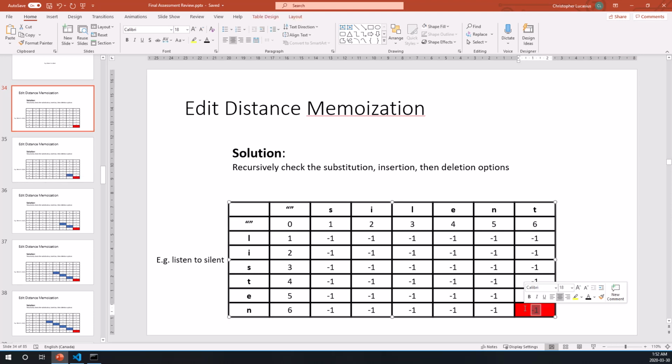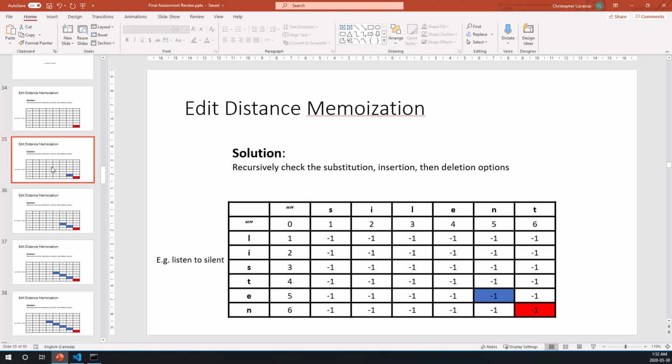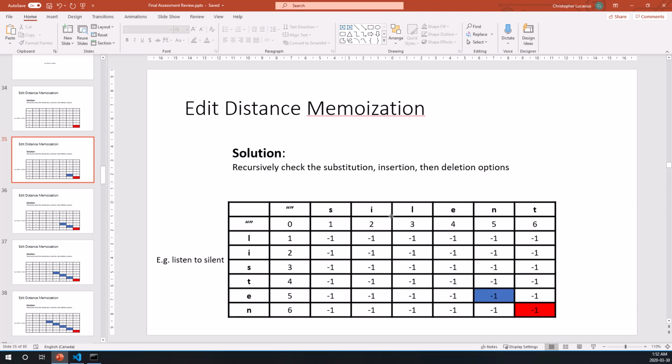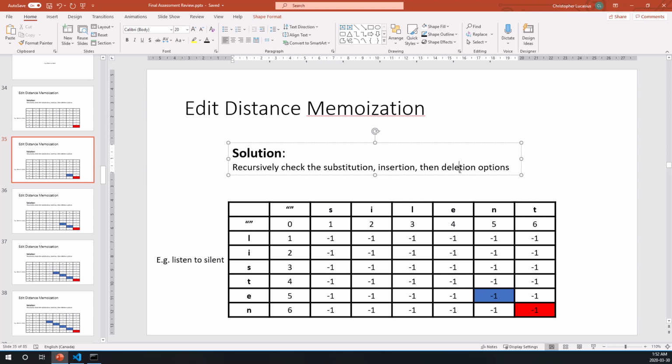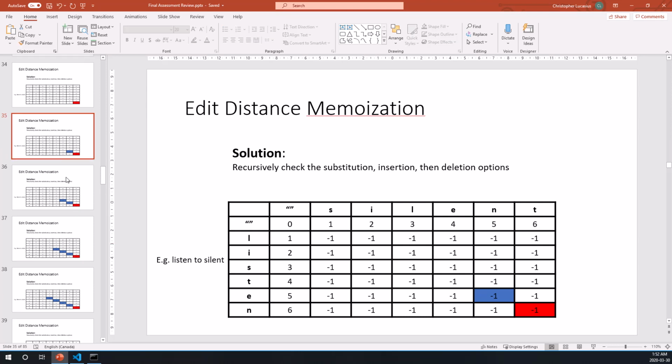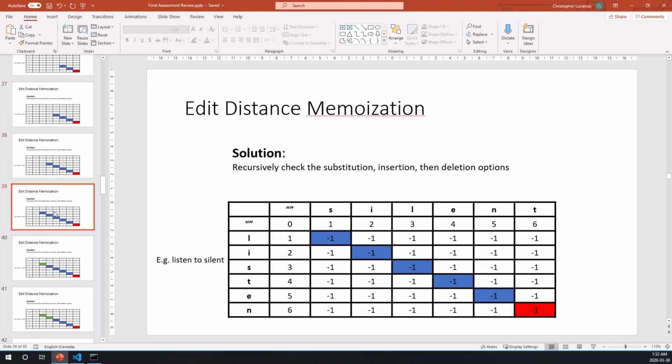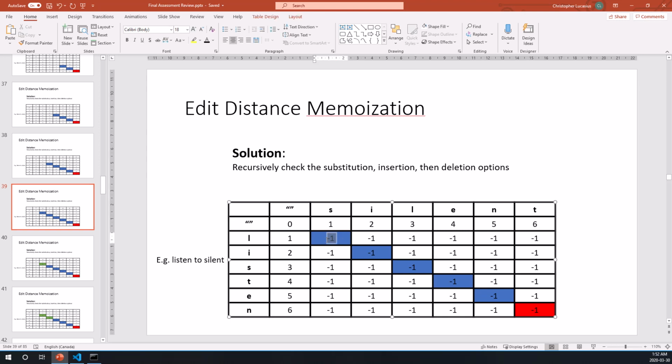So I'm going to start off here going from listen to silent. And to do that, I'm going to need to do a substitution. I'm going to check the substitution answer. And by the way, I'm going to go in the order of sub, followed by insertion, followed by deletion. Okay, so that's why I'm going to keep on recursing again, and again, and again. And in this case, I have now reached a base case.